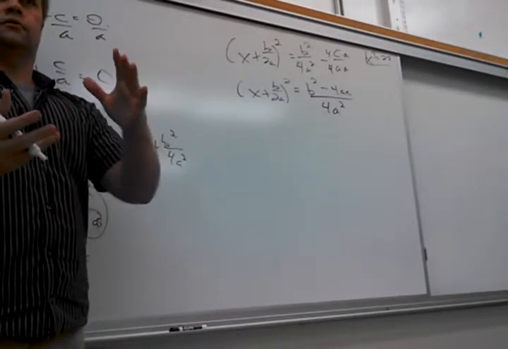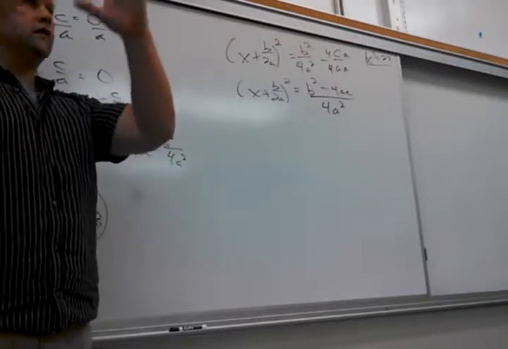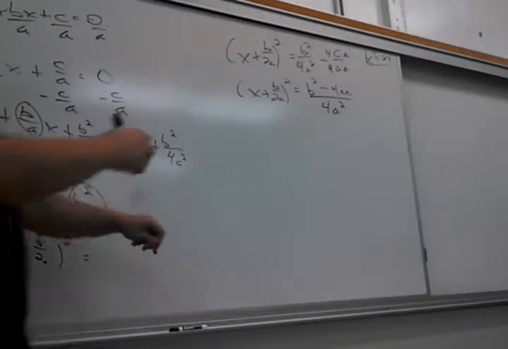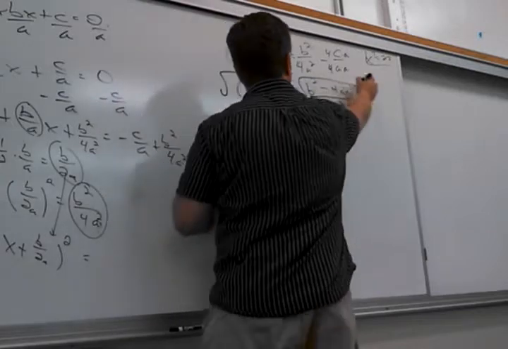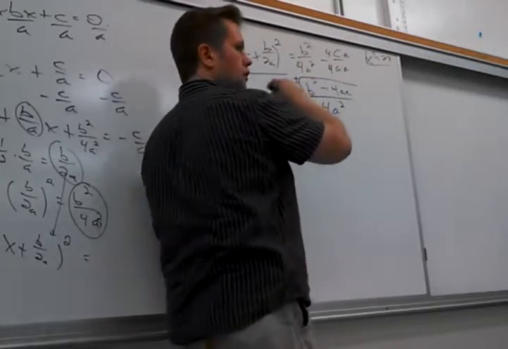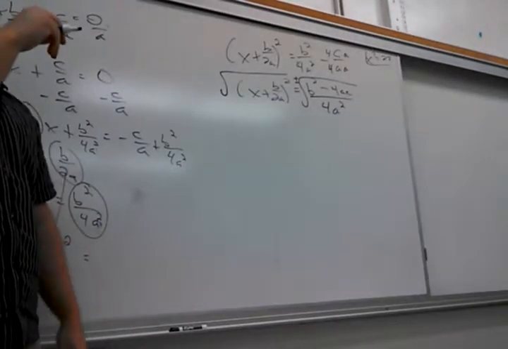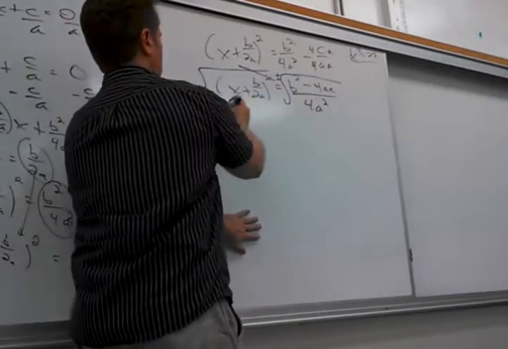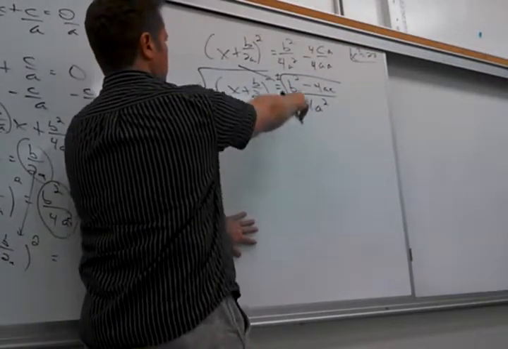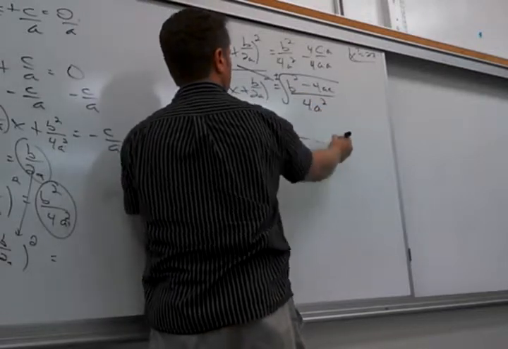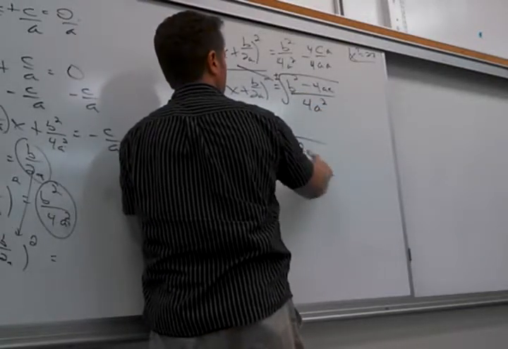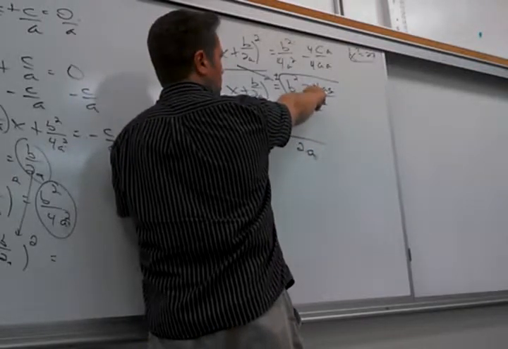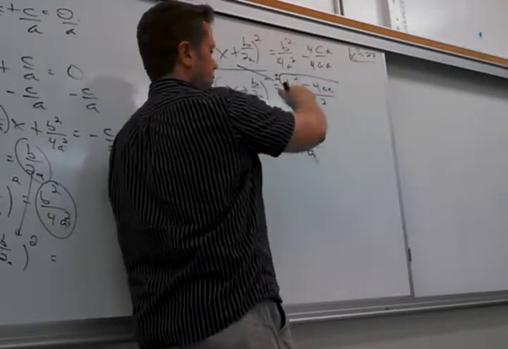And then, of course, what do I do? The whole reason I wanted to get it in this form was so that I can kill this directly by taking a square root. So the minute I take the square root, I get plus or minus. Then these go away. So you get x plus b over 2a equals, what's the square root of 4a squared? 2a. Now be careful, I can't take the square root of b squared because it's involved in a subtraction problem. I can't distribute a square root across subtraction.